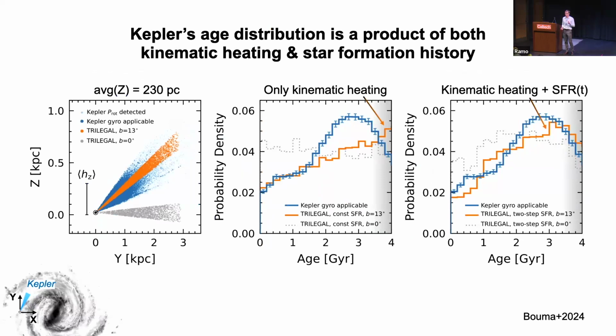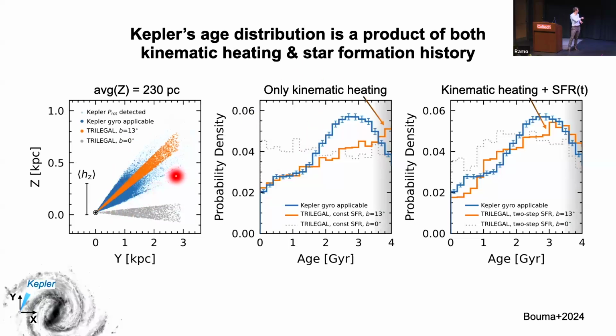Okay, there are 2 possible reasons. One is that the age distribution, the star formation rate as a function of time, could have been decreasing. The other is that maybe kinematic effects can kick the average Kepler star much higher than a typical star would be in the disk. So this is what this is showing.